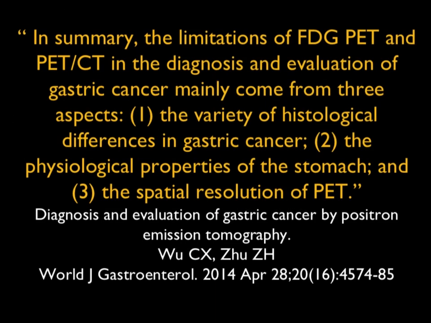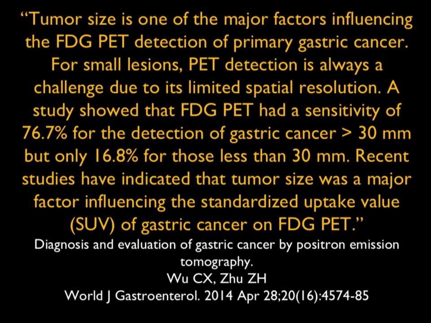Now, in terms of imaging the stomach and malignancies, the question is, what about PET scan? There's a lot of work going on, but there are certain limitations of PET in the evaluation of gastric cancer based on the histology of the gastric cancer, the physiologic properties of the stomach, and spatial resolution of PET. Tumor size is important. Again, sensitivity of PET, about 76% for lesions over 3 centimeters, but only 17% or less for lesions under a centimeter. So it can be very tricky.